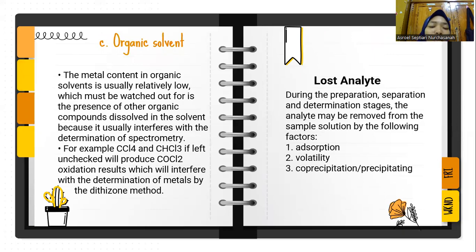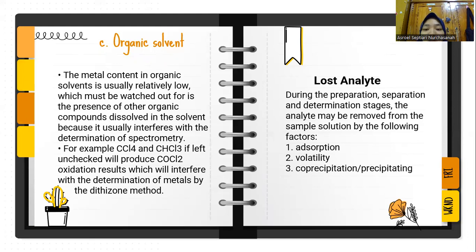Next, organic solvents. The metal content in organic solvents is usually relatively low. What must be watched out for is the presence of organic compounds dissolved in the solvent because they usually interfere with the determination by spectrometry. For example, CCl4 and CHCl3, if left unstabilized, will produce COCl2 as an oxidation result, which will interfere with the determination of metal by the detection method.